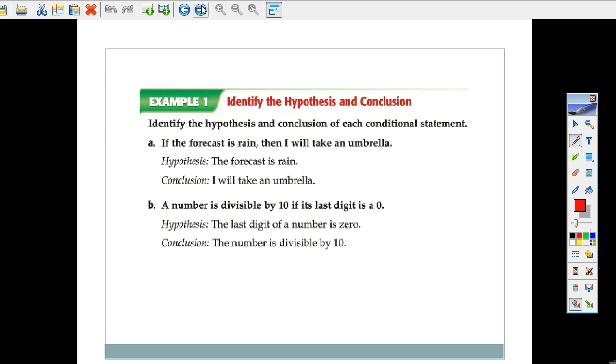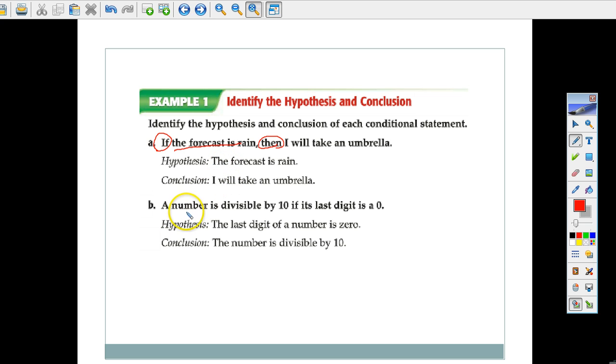So, identifying the hypothesis and conclusion. Identify the hypothesis and conclusion of each conditional statement. A. If the forecast is rain, then I will take an umbrella. So mind you, the if and then are not included in the hypothesis. The hypothesis is what comes after: the forecast is rain. Conclusion, what's after then? I will take an umbrella. Make sure you do not include the words if and then inside the hypothesis and conclusion.